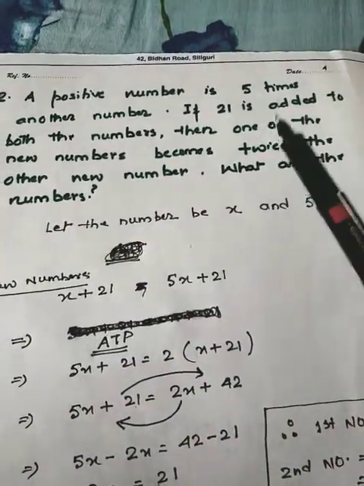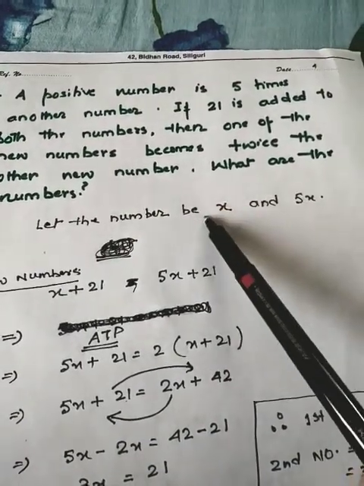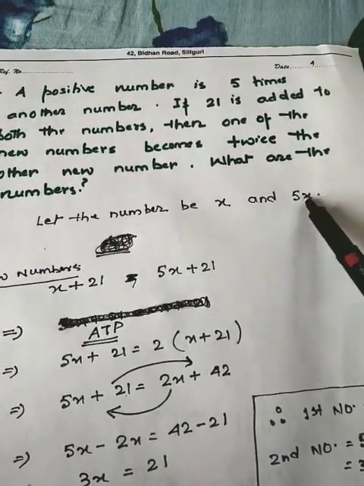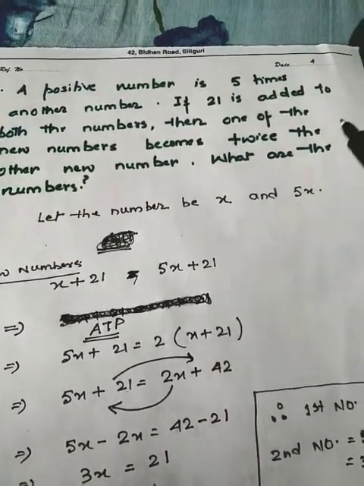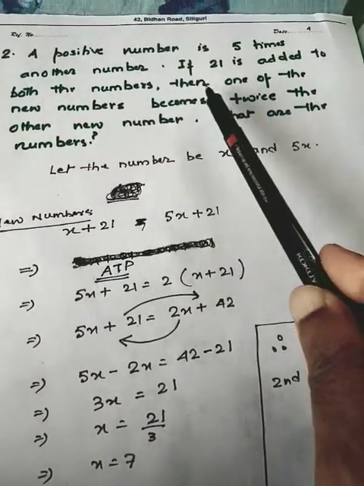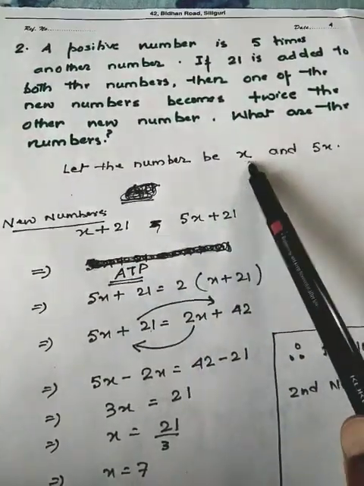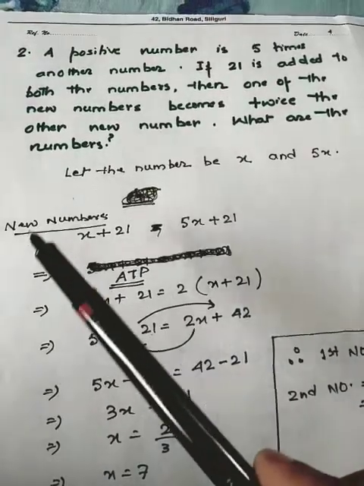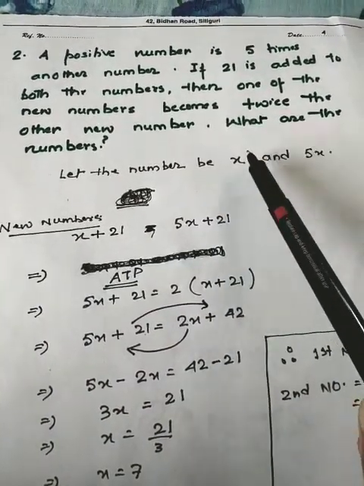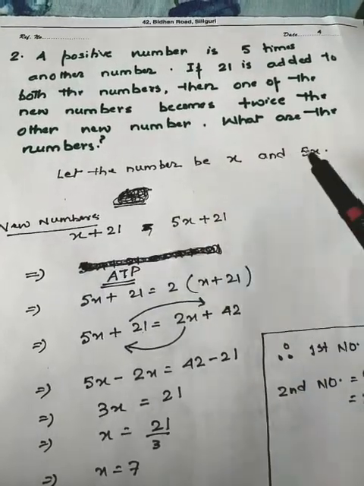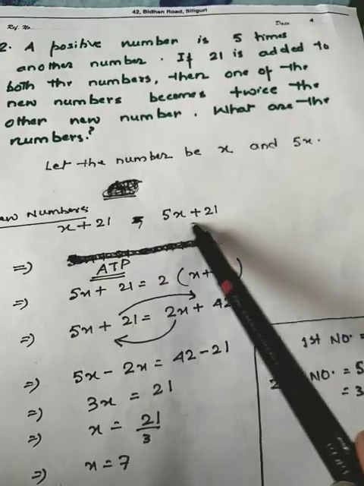So the first thing that you have to do is let the numbers be x. This is the first number, and obviously the other number, because of 5 times the other number, will be 5x. Now let's see what the second sentence says: if 21 is added to both the numbers, we'll again get two new numbers. So the new numbers are x plus 21, because we are adding 21 to the first number, and 5x plus 21, because we are adding 21 to the second number also. So these are the two new numbers.